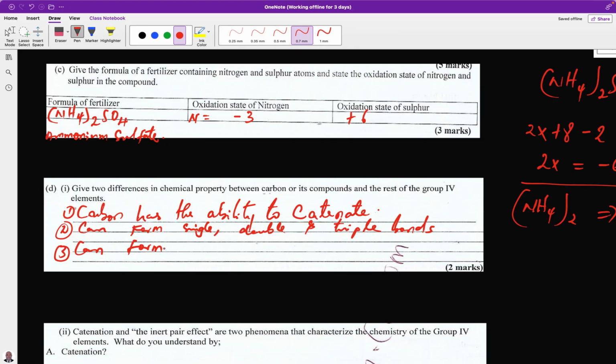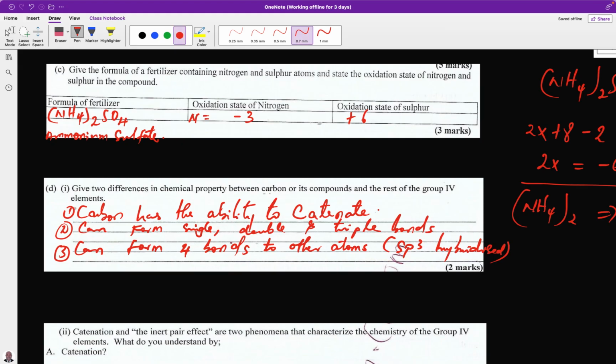Carbon can form 4 bonds, or chemical bonds, 4 bonds to other atoms. In that case, we can say sp3 hybridized. Carbon is sp3 hybridized. It can form 4 chemical bonds to other atoms.